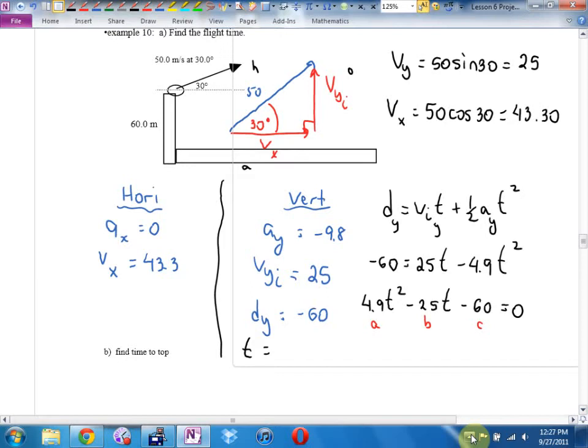Somewhere off in the margin, for me, maybe right here, I would write x equals negative b plus or minus the square root of b squared minus 4ac all over 2a.